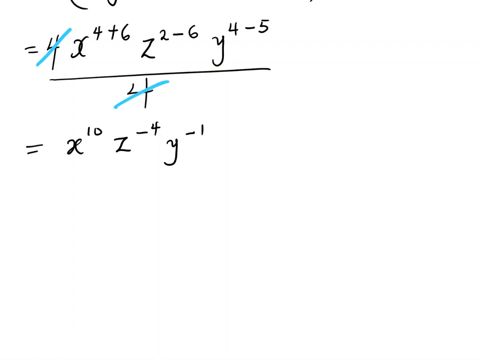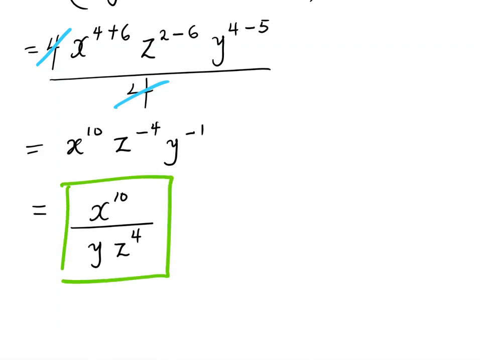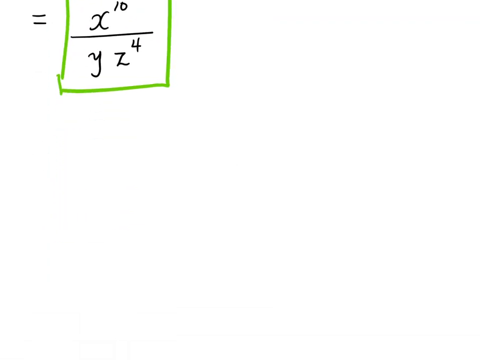So let us try to write everything in positive exponent. So that is x raised to power of 10. It's positive. Then you just throw everything on that. So that is y, then z raised to power 4. And that is our answer for that problem. All right.